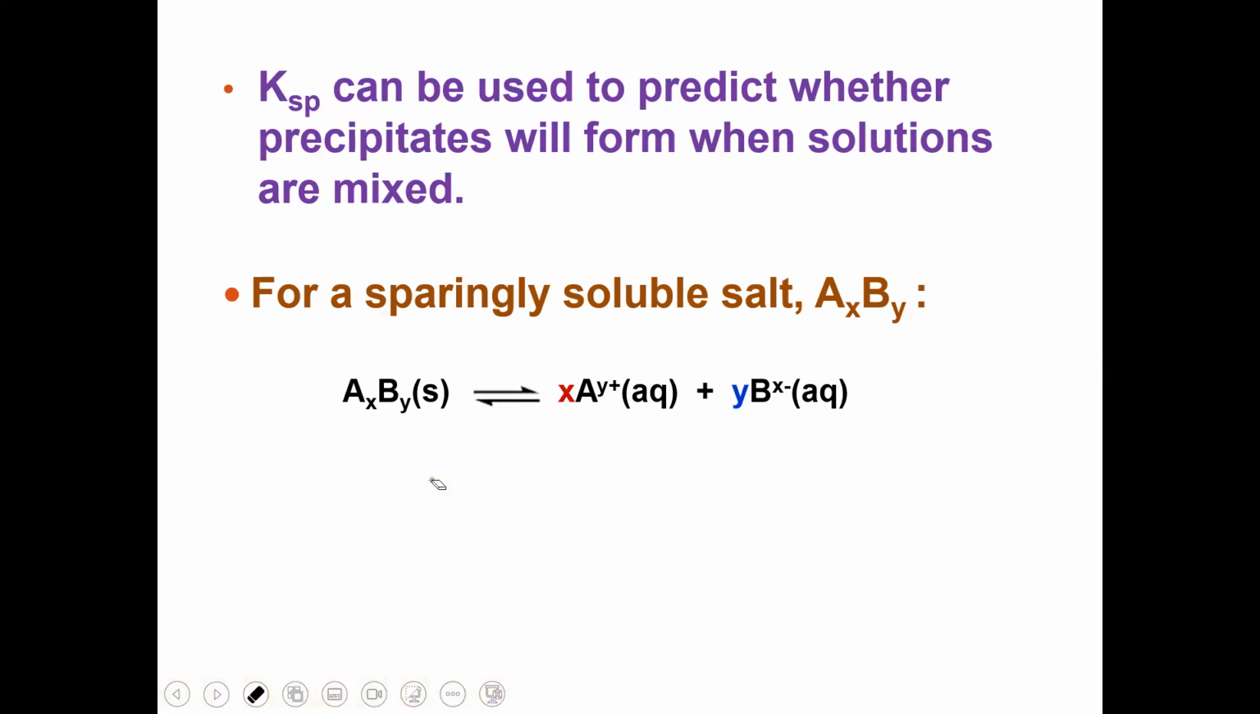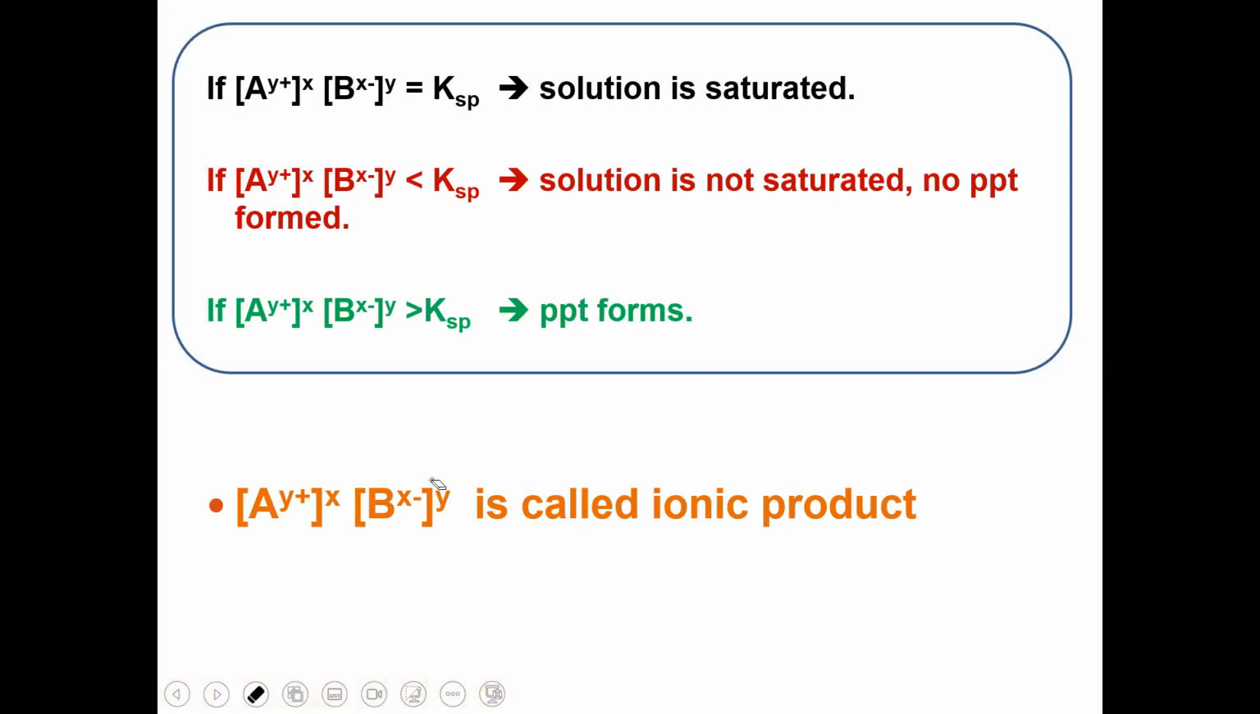How can the KSP be used to predict the precipitate? For a sparingly soluble salt, we make the KSP and we make these rules. If our KSP is equal to the original KSP, the solution is saturated. If our calculated KSP is less than the table KSP, the solution is not saturated. You can still put more salt in water. But if our ionic product is exceeding the KSP from the table value, it means the solution is now oversaturated and is going to precipitate very soon.